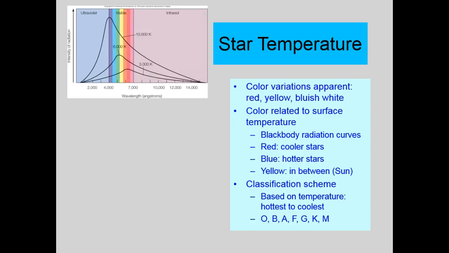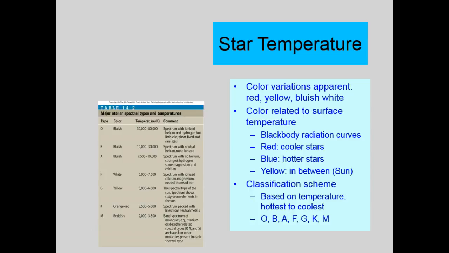Again, you don't need to know this. Probably a nice thing to know that we're a G star. Probably the upper end of G, close to F. But you'll see these in a slide coming up in just a few minutes. All right, so here's the breakdown of this. Your O, the bluish color stars, look at that temperature: 30,000 to 80,000 K. We're down here at 4.8, okay? Those are incredibly hot. And what you have there is a spectrum with ionized helium and hydrogen, little else.